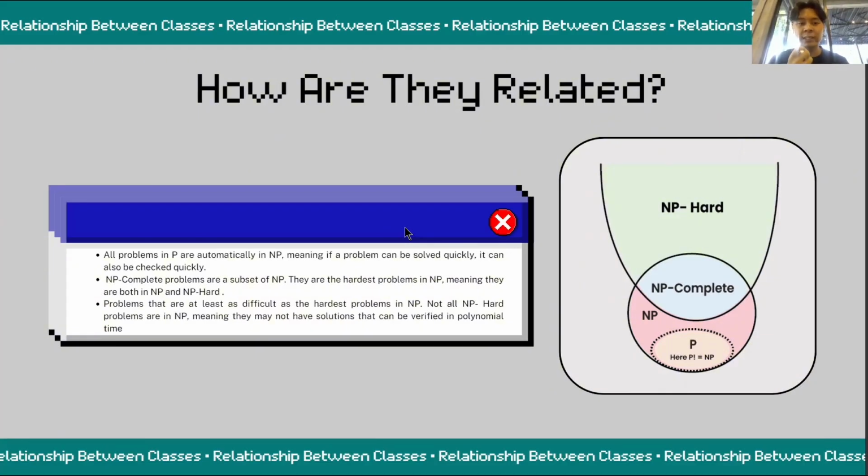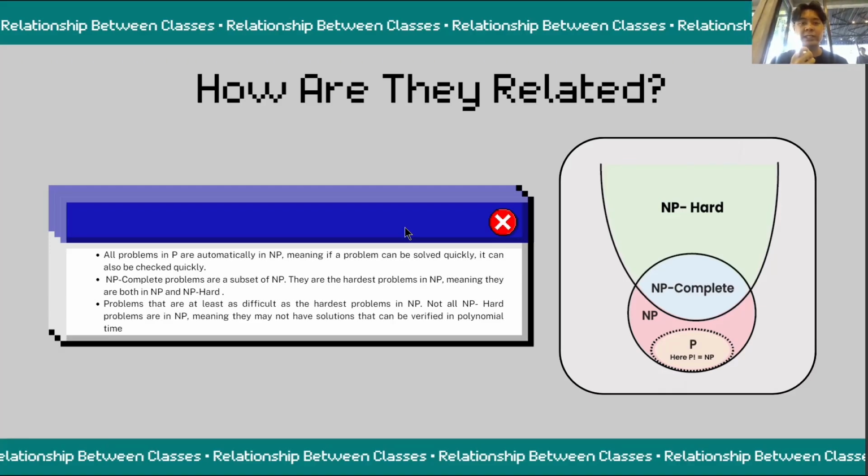The second one is NP. These are problems where even if finding a solution is hard, verifying a proposed solution is easy. All problems in P are also in NP because if we can solve a problem quickly, we can certainly verify it even quicker. Third one is NP-hard. These problems are at least as difficult as the hardest problems in NP. Some NP-hard problems are not in NP because their solutions might not even be verifiable in polynomial time. For example, the halting problem is NP-hard but not in NP.